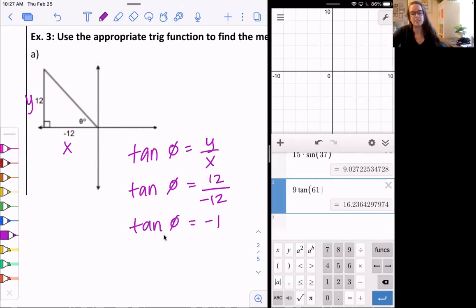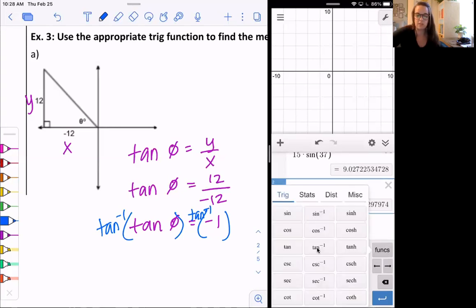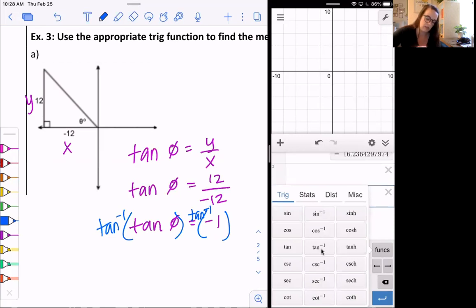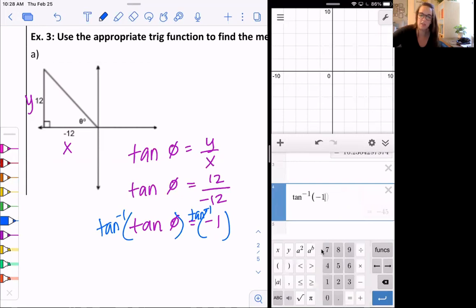How do I get rid of tangent? Does anyone remember? How do I get theta by itself? The inverse, yeah. Tangent inverse, it's this one that has the negative 1, kind of looks like an exponent. I need to do that on both sides, tangent negative 1. In my calculator, I would like to just type in tangent and exponent, but actually I have to go to functions and choose one of the tangent ones here. So I'm going to go down and choose tangent and then put negative 1 in there. Negative 1. I get negative 45 degrees.